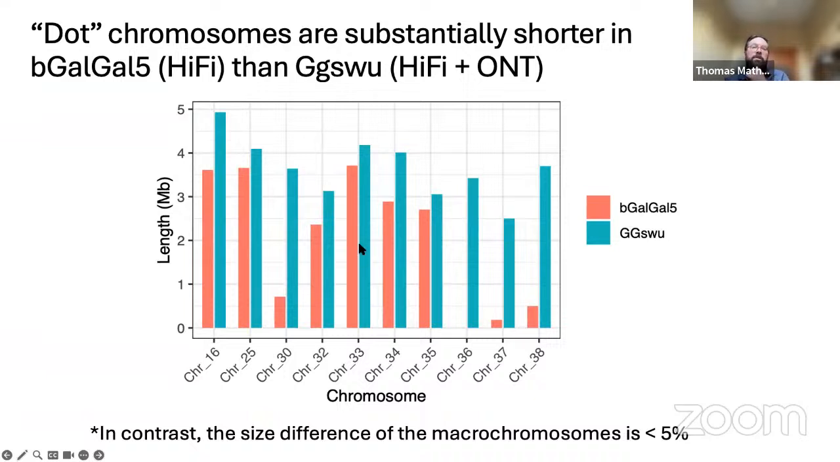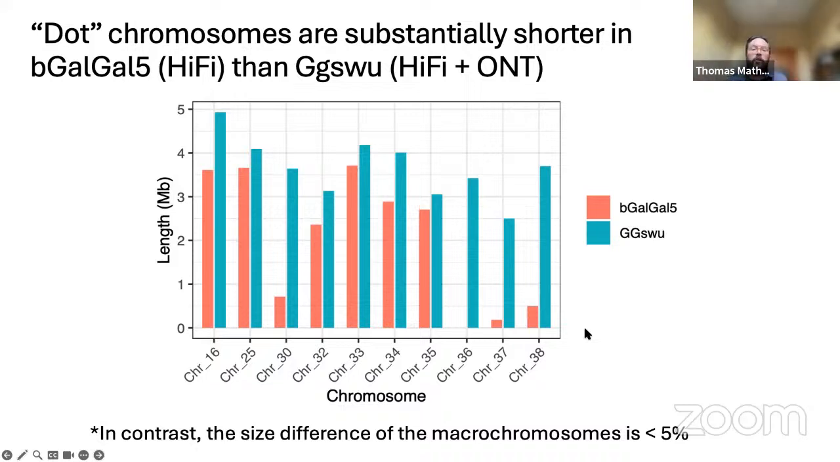So here we've got a comparison of the size of these 10 dot chromosomes. In the reddy-pinky color here, we've got Gal-Gal5, the PacBio hi-fi assembly, and in turquoise, we've got the new nanopore-based assembly. In all cases, the nanopore chromosomes are longer, which you might expect, but they're dramatically so in some cases. For example, chromosome 38 is like a tenth of the length in the hi-fi assembly as it is in the nanopore assembly.